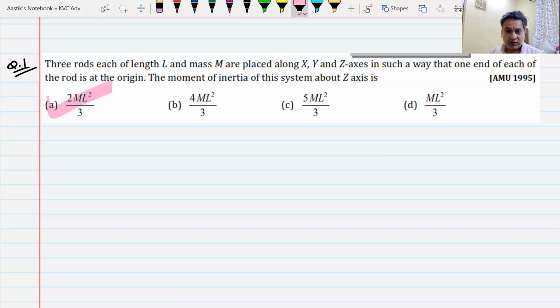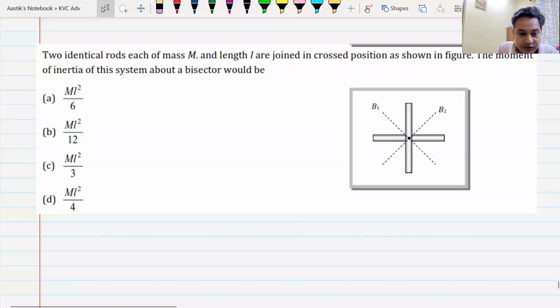There are 3 rods, one along X, one along Y, and one along Z. The rod along Z will have no moment of inertia. The rod along X, ml square by 3. The rod along Y, ml square by 3. And the final answer is 2 ml square by 3. Do we understand this? Yes. Next one.